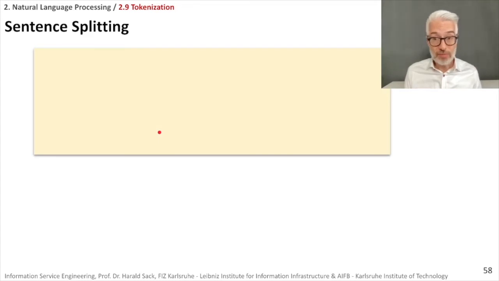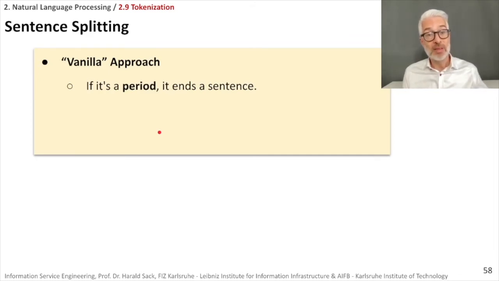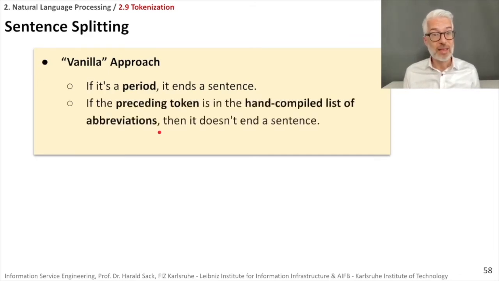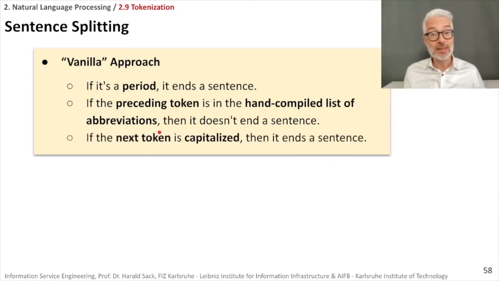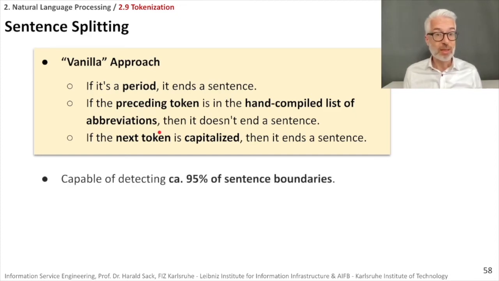However, a vanilla baseline approach would look like the following. If it's a period, it ends a sentence. If the preceding token is in a hand-compiled list of abbreviations like Mr. or PhD, then it doesn't end a sentence. And if the next token after the period is capitalized, then it really ends a sentence. If you're using this kind of vanilla approach, then you are capable of detecting approximately 95% of all sentence boundaries in English correctly, but only 95%.